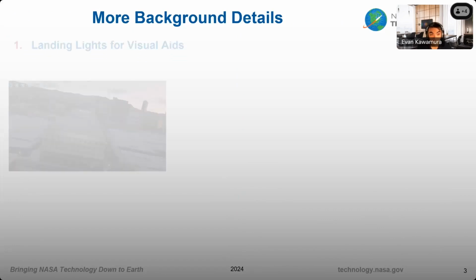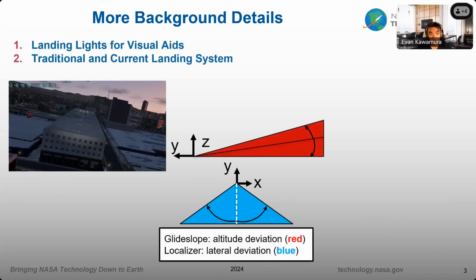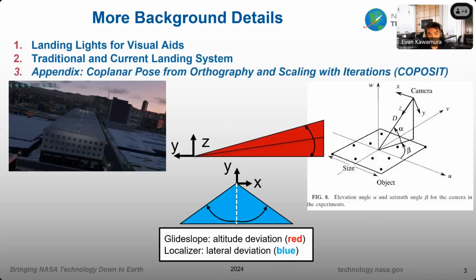So, some more background details. Again, we're going to look at the landing lights and then some traditional current landing systems. And if you're curious about the algorithm, we can go back to that a little bit later. That's an appendix slide.